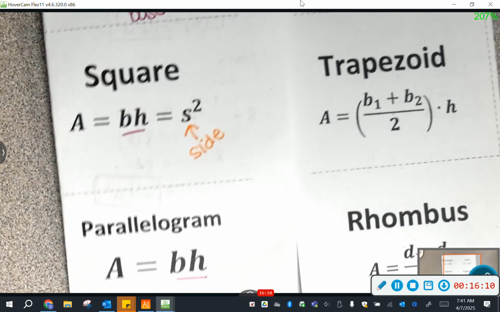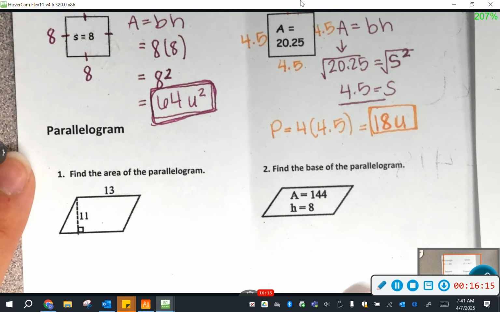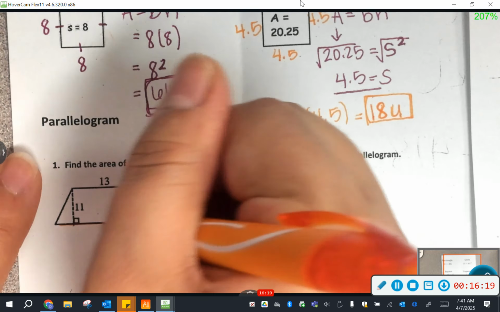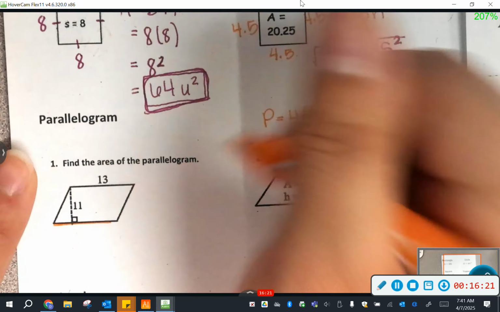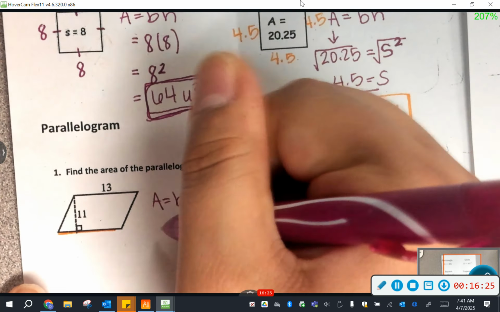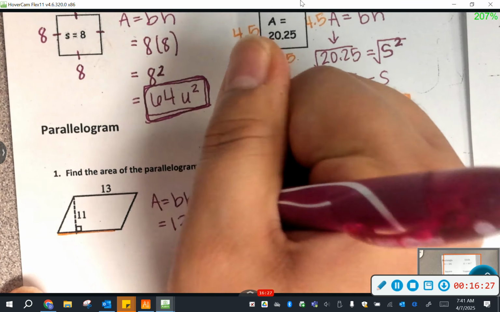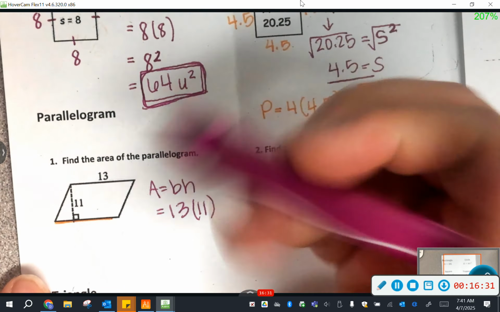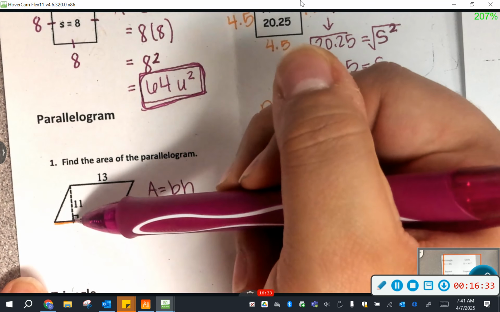All right. Parallelogram, base times height again. Be careful with the parallelogram. What is my base here? 13. Sorry, let me do the same color. My base is 13. What is my height? 11. Now be careful. Do you see how this goes straight up and down?